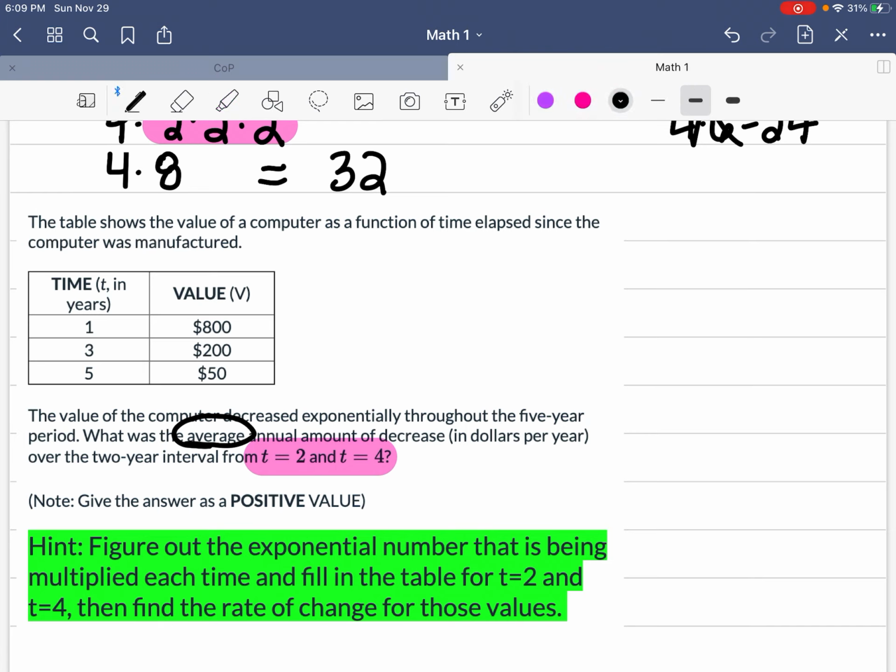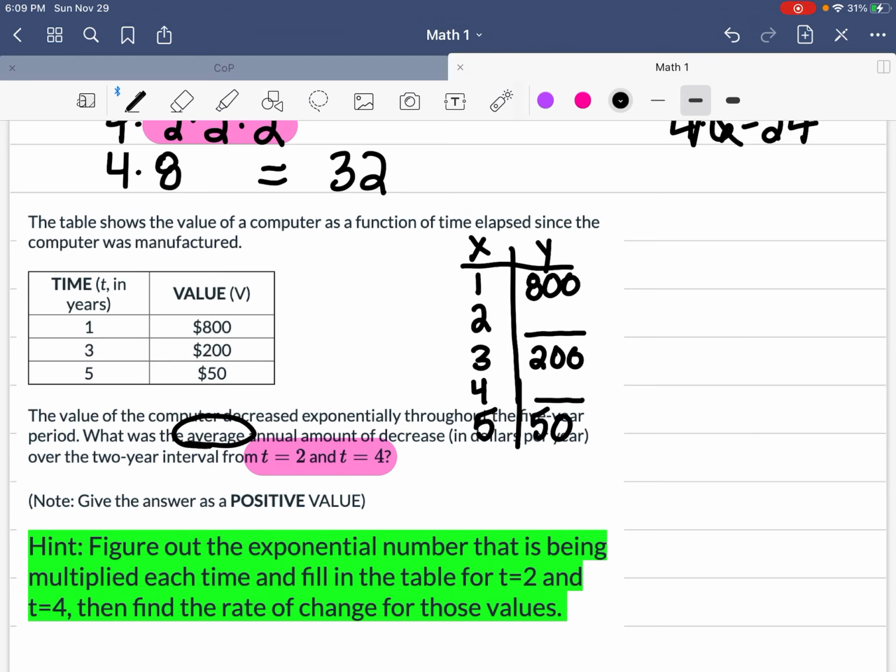Well, the key here is that I don't have a 2 and a 4 in my table. So I'm going to have to really recreate and think about what's happening here. So I have 1 is 800. I don't know what the 2 is. I know 3 is 200. I don't know 4. And then 5 we know is 50.